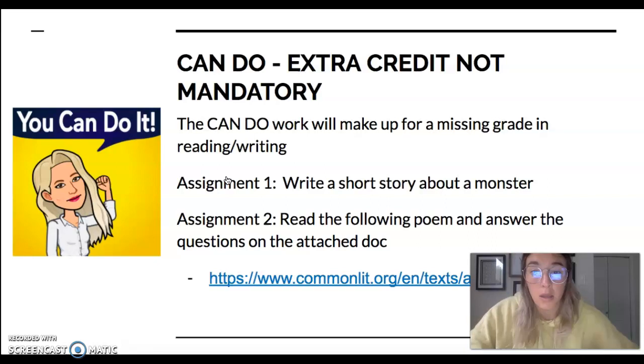attached document. And then you're going to read the following poem and answer the questions on the attached document. Again, all going to be included. So all you need to do is just go onto the attached document, see the questions. There are 3 questions and they all have multiple choice responses. So all you need to do is highlight the multiple choice response that you are choosing. If you do both of those, you make up for a missing writing grade and you make up for a missing reading grade.